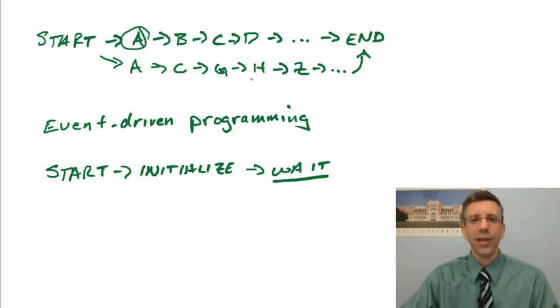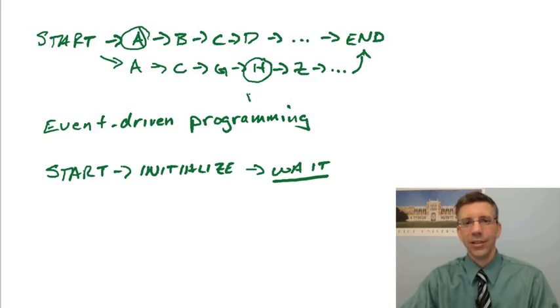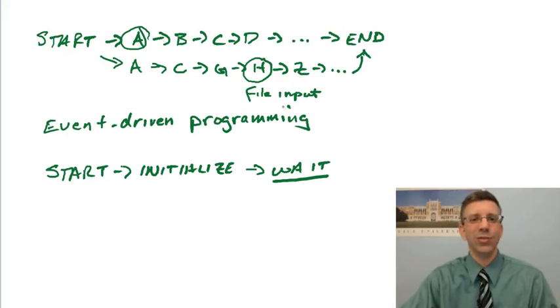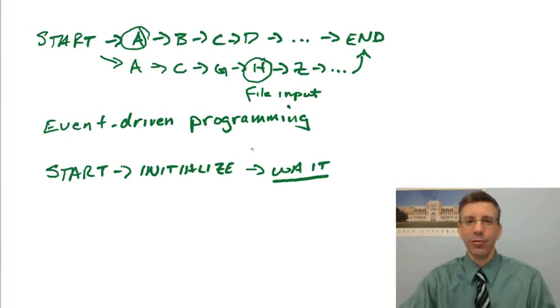Now that doesn't mean that you can't wait up here. Imagine block H here is looking for some sort of file input. Maybe it's waiting for you to type the name of a file in so it can read the file and then execute block Z and move on from there. The difference is block H is waiting for a specific input. I'm waiting for you to type a file name. Down here, I'm not waiting for anything in particular. I'm just waiting. So any event can occur and I will respond to it.